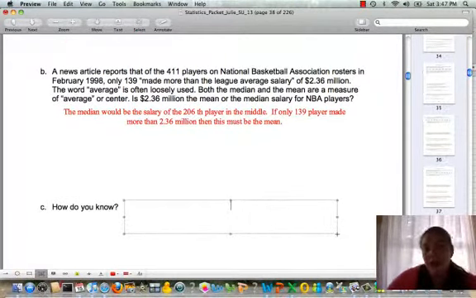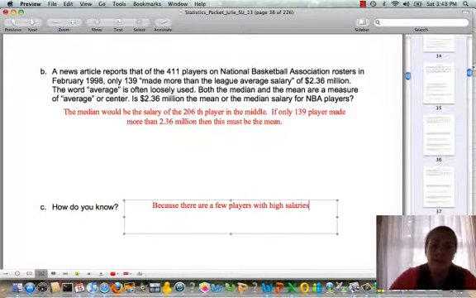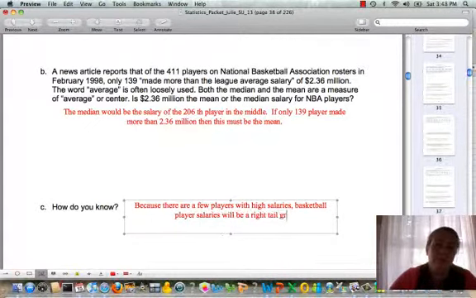We could make a note that because there are a few players with high salaries, basketball players' salaries will be a right tail graph. And we know that means the mean will be greater than the median.